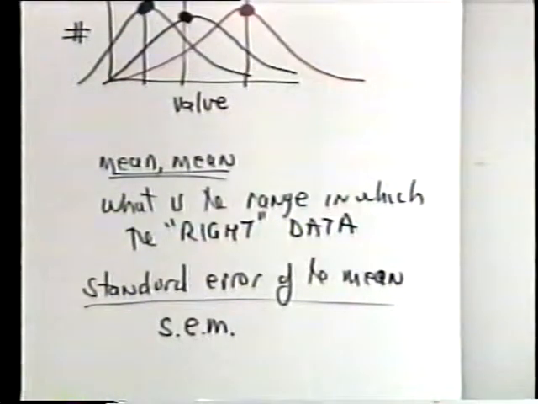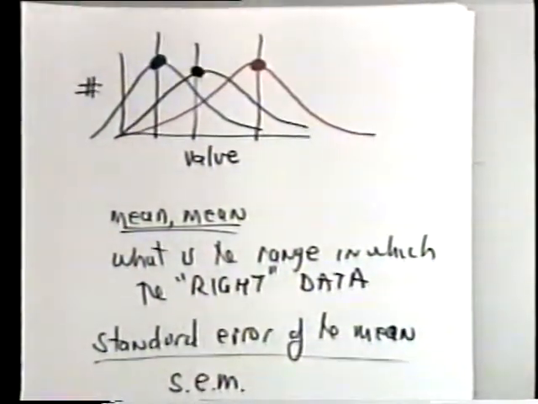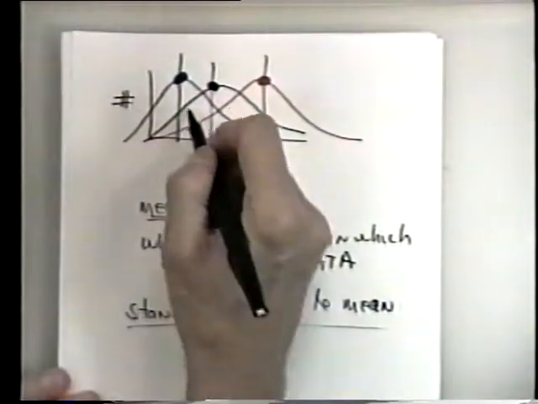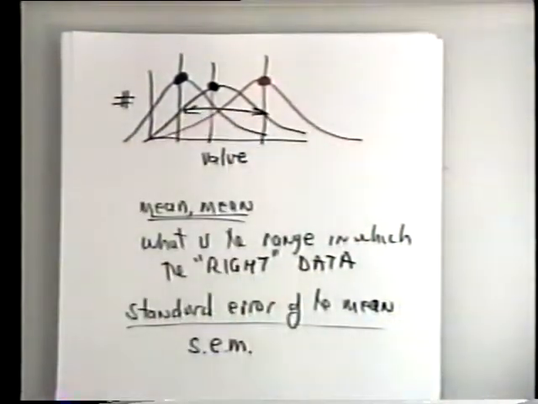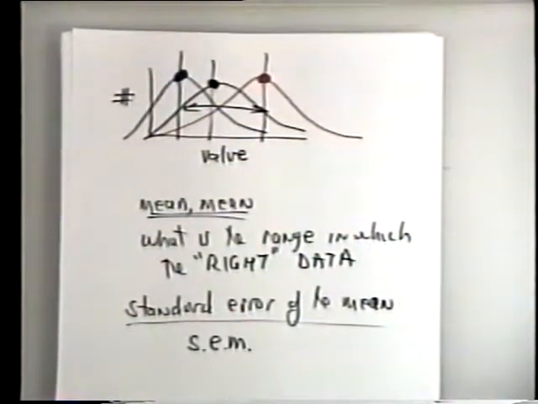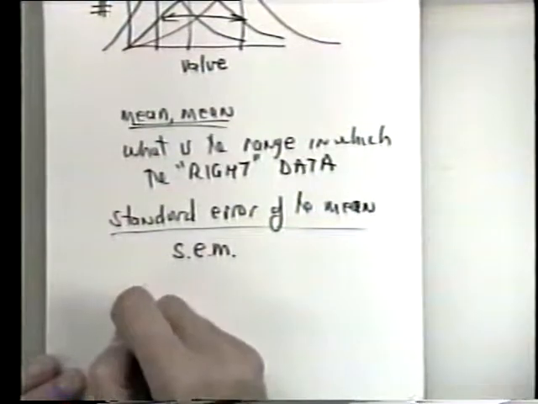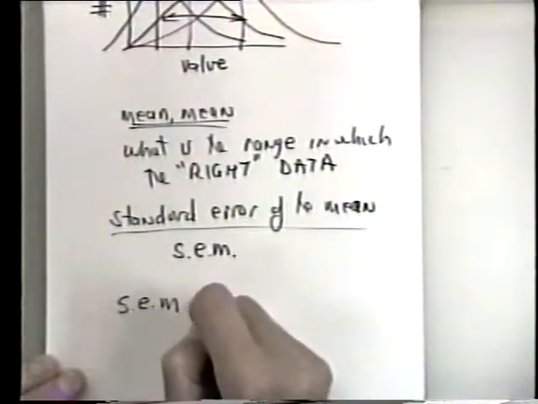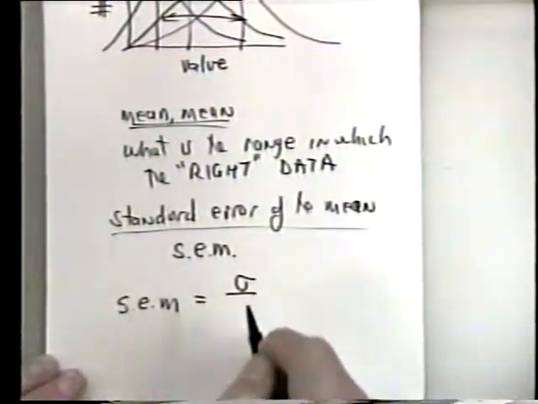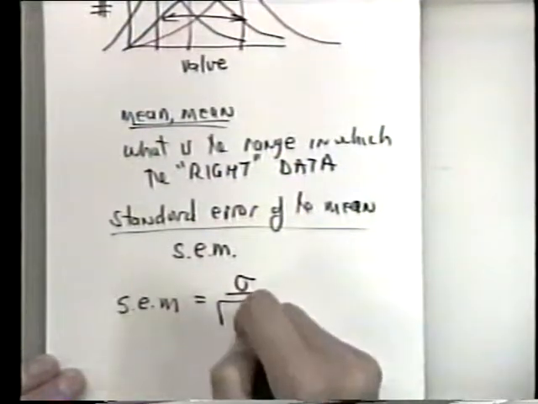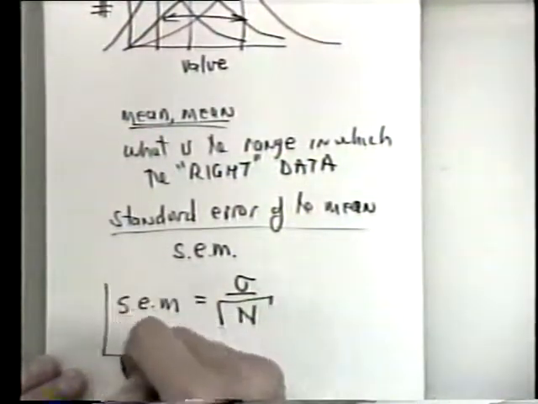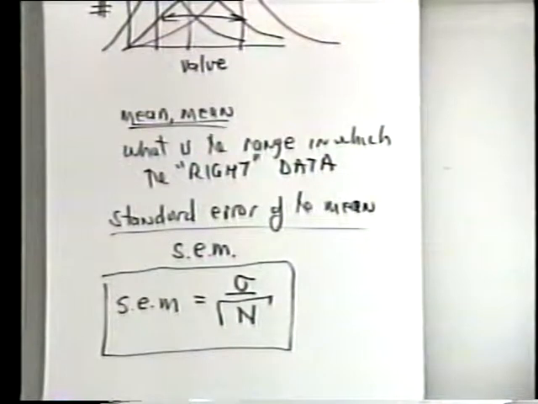And this is not the same as the standard deviation, because the standard deviation, remember, is the widths of these curves. And so this is a different measure. And what this is equal to is that the standard error of the mean, SEM, is typically equal to the standard deviation divided by the square root of the number of measurements, even if we only have one set of measurements.